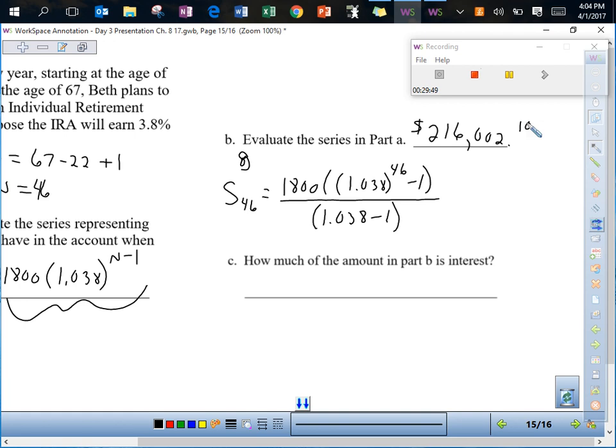To do part C, where it says how much of that amount is interest, think about this. She's investing $1,800 every year, and she's going to do that for 46 years. That's how much money she put in. I'm going to take this amount and subtract it from $216,000, and you'll find that interest-wise, she did pretty dang good. $133,202 and a dime.